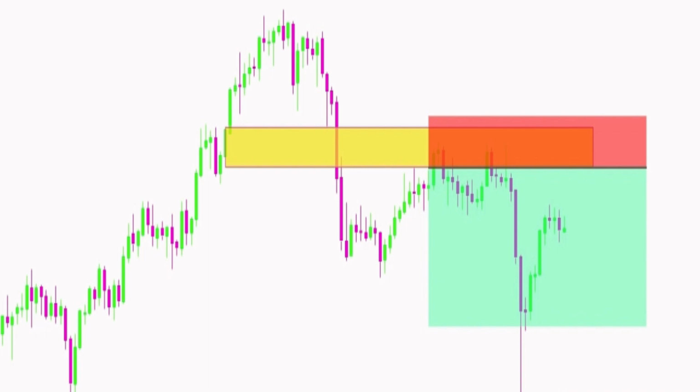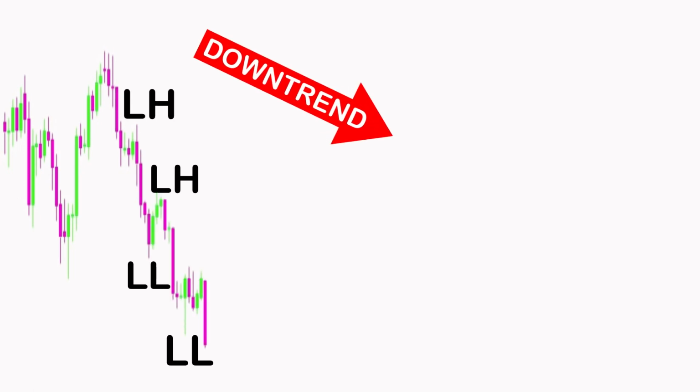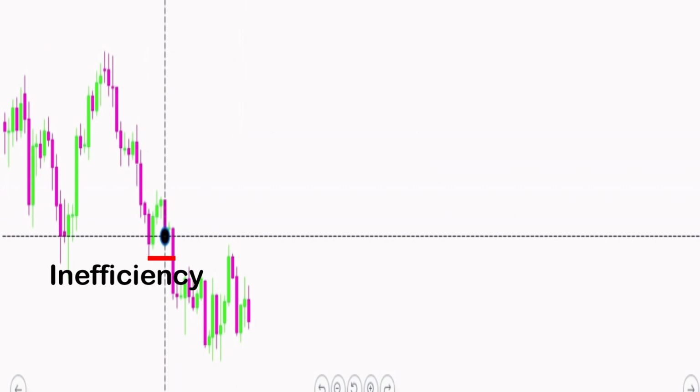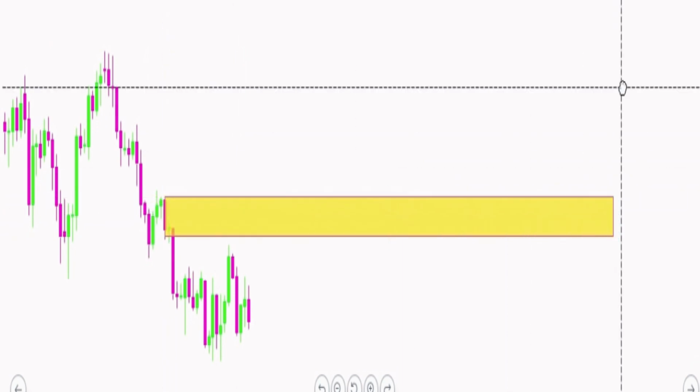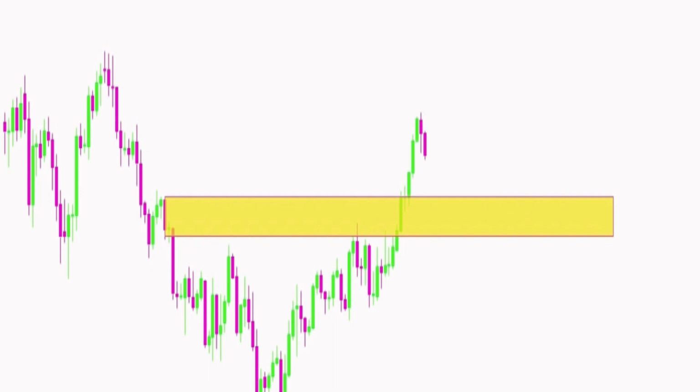Now let us see one more example in order to make sure that you understood this breaker block concept properly. So, as you can see here, the market is making lower highs and lower lows, which indicates that the market is in a downtrend. We can see the market making big imbalance candles which created inefficiency. And thus we would draw the order block zone from its previous small candle.